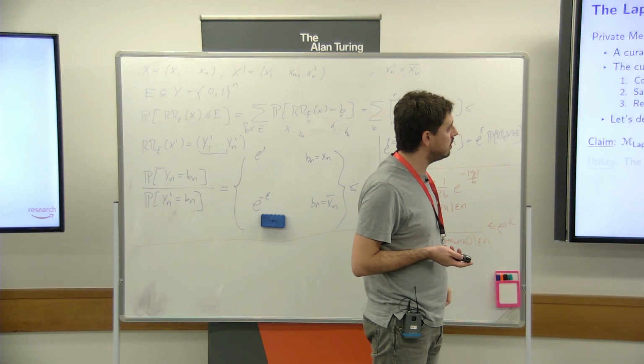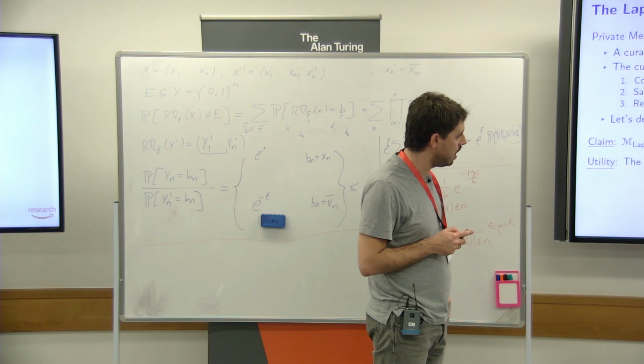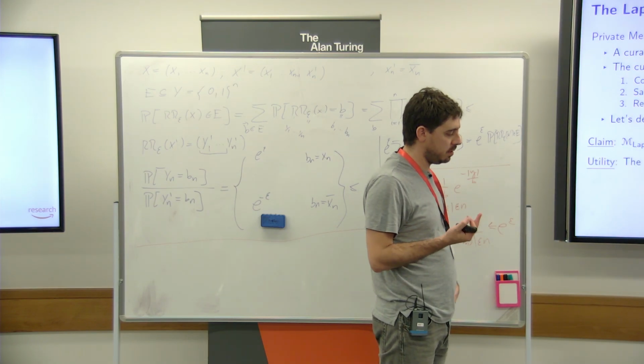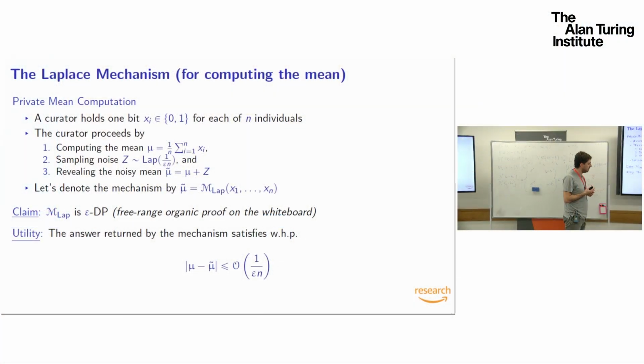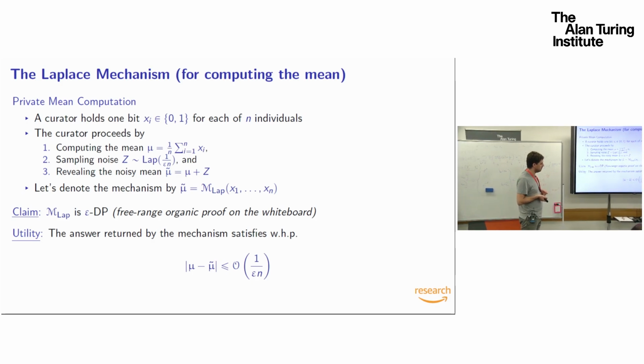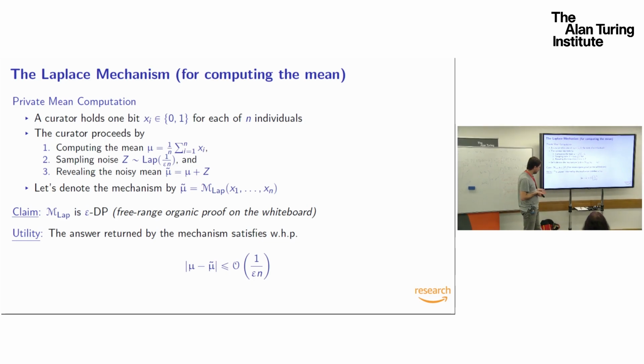Now, an interesting thing is that if I compare the utility, the accuracy that I was getting for the mean computation in the previous slide with the randomized response, versus what I'm getting with the Laplace mechanism, this looks much better. Again, you can show that with high probability, the difference in the means is now 1 over epsilon n instead of 1 over epsilon square root n. So this is much better. As I get more and more people to contribute to this data set that the curator holds, the error goes down much faster.